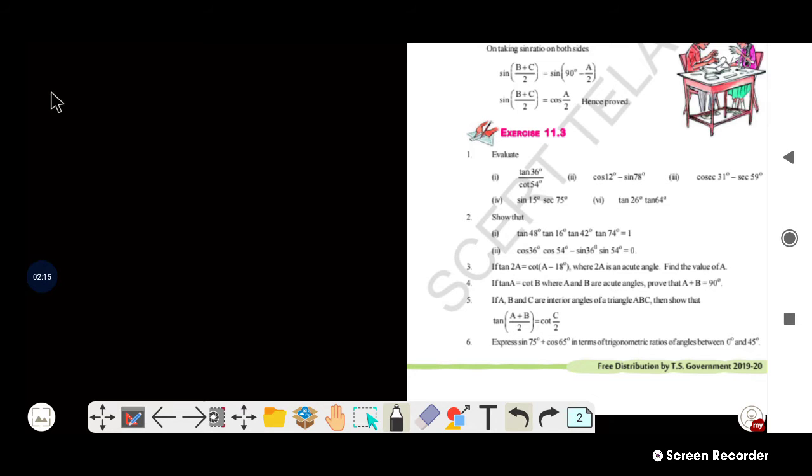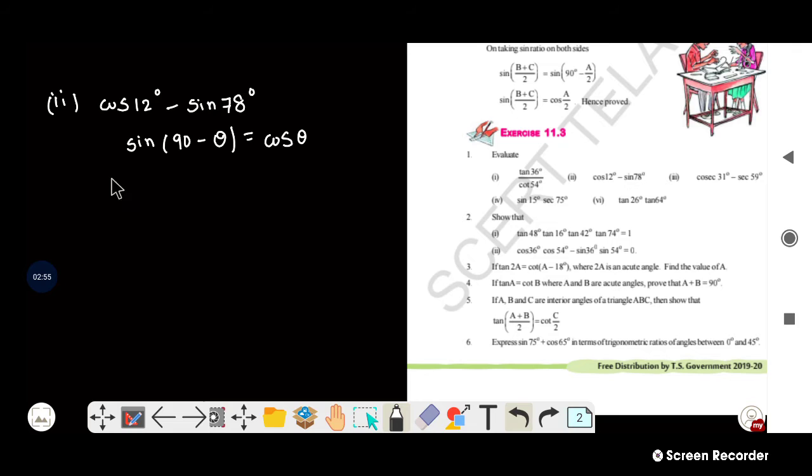Second one in that. Second one, cos 12 degrees minus sin 78 degrees. Cos 12 minus sin 78. Okay. So in this, I want to write one formula again. Here the sin 90 minus theta, so it is a cos theta. Okay. So cos theta. This is a formula.